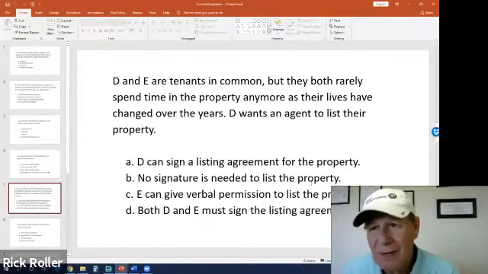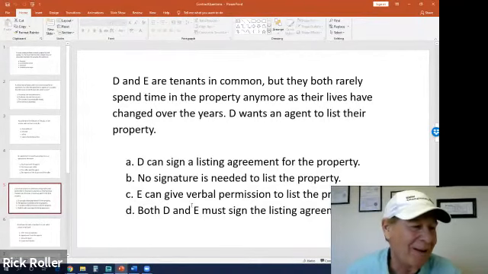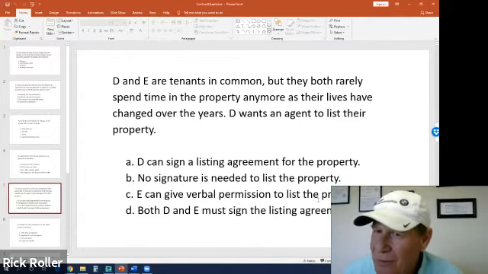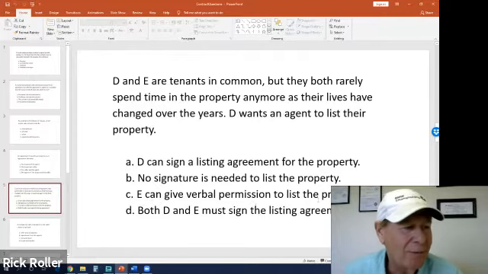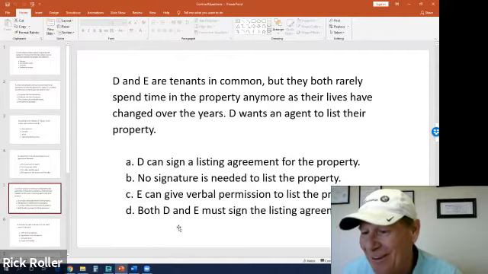Yeah, you're not saying anything, but your head's shaking. I appreciate that. Okay, no, that's not right. E can give verbal permission to list the property. What did the Statute of Frauds say? It all has to be in writing. So those two are obviously wrong. Hey, now we got a 50-50 chance, right?